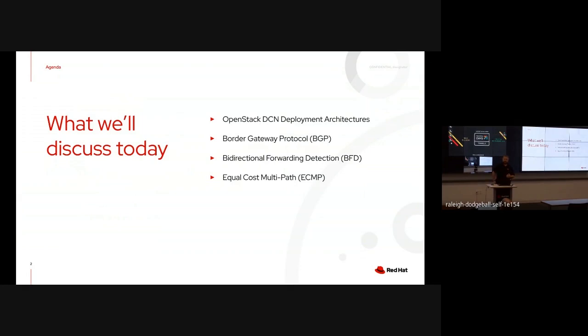Then I wanted to briefly touch on Border Gateway Protocol, BGP. That's what we're going to use to implement dynamic routing in the data center. And then two other really useful protocols: BFD, Bidirectional Forwarding Detection, a very useful helper for BGP, in this case helping to quickly remove routes when there's link failures. And then we have equal cost multipath, a very useful feature in the Linux kernel that allows you to install multiple routes in the route table with the same destination but a different next hop. And thanks to that, you can do things like load balancing across those next hops.